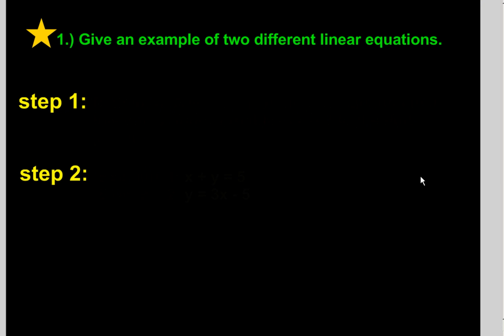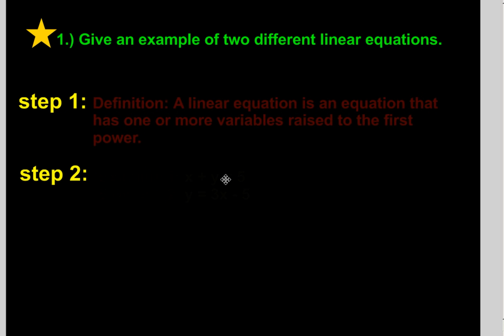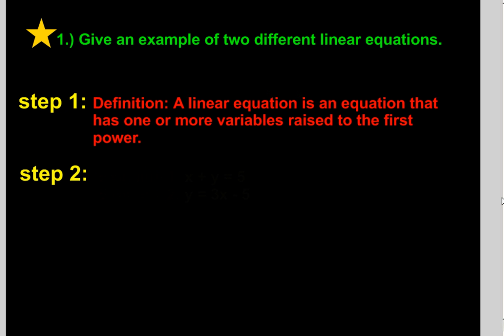Question number 1 asks us to give an example of two different linear equations. We can solve this problem in 2 steps. The first thing we need to do is to think about the definition of a linear equation. A linear equation is an equation that has one or more variables raised to the first power, which simply means it doesn't have any exponents. So once we know the definition, we can provide two examples of linear equations. Each one of these equations has one or more variables, and none of those variables have any exponent attached.